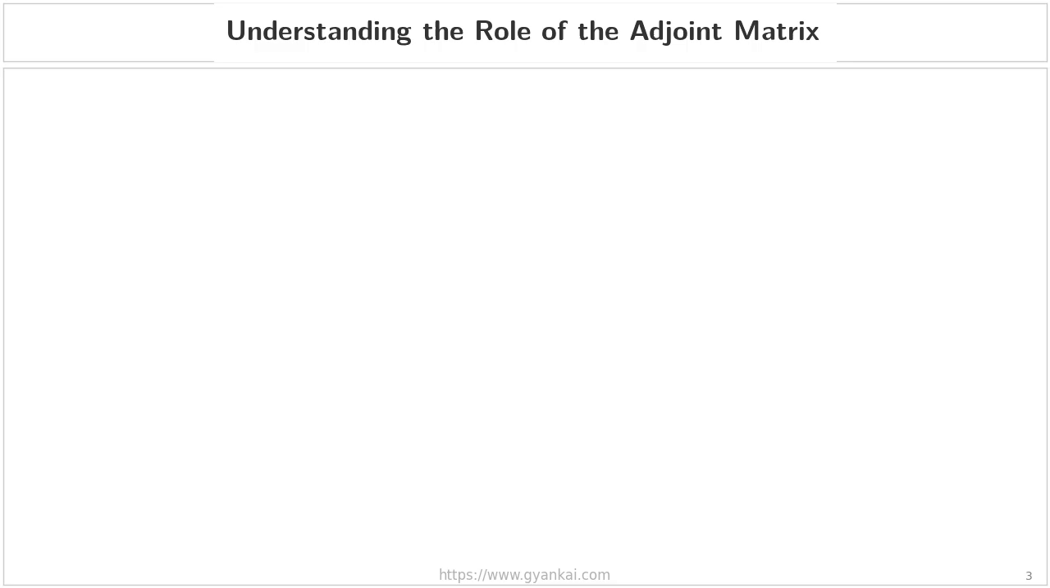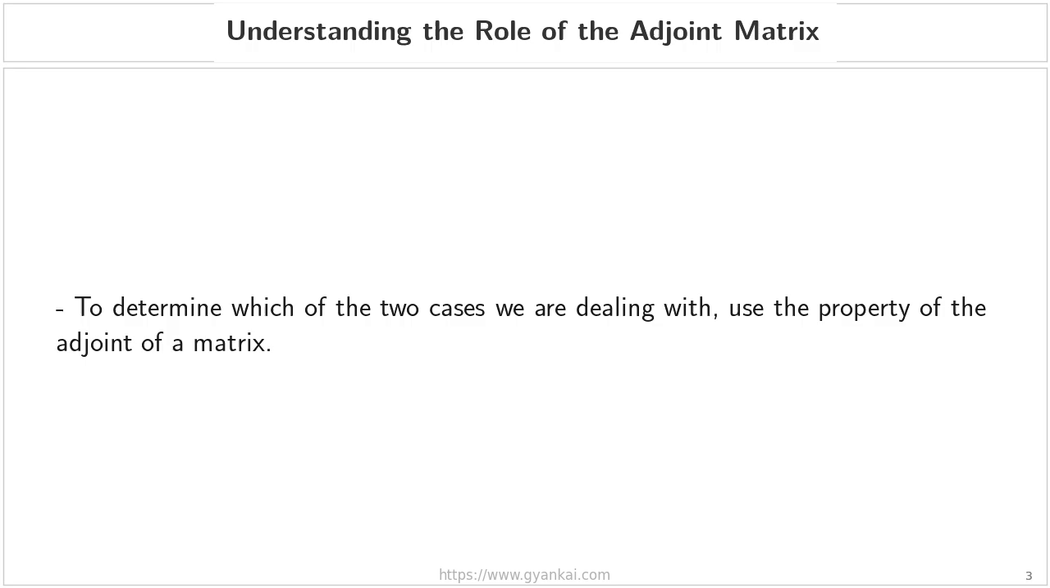Understanding the role of the adjoint matrix. Now, you might be wondering, if we can't use the inverse to find a unique solution, how do we actually distinguish between having no solution and having infinitely many solutions? To find out, we are going to use a very specific property involving the adjoint of a matrix.